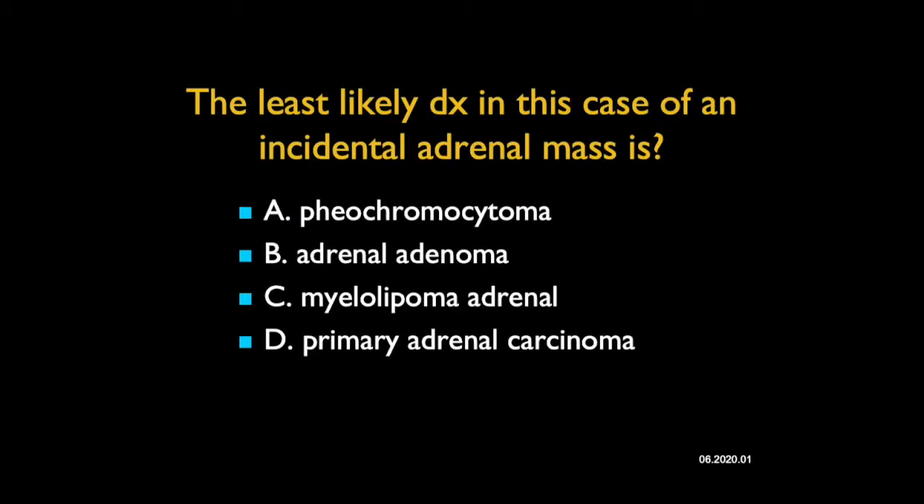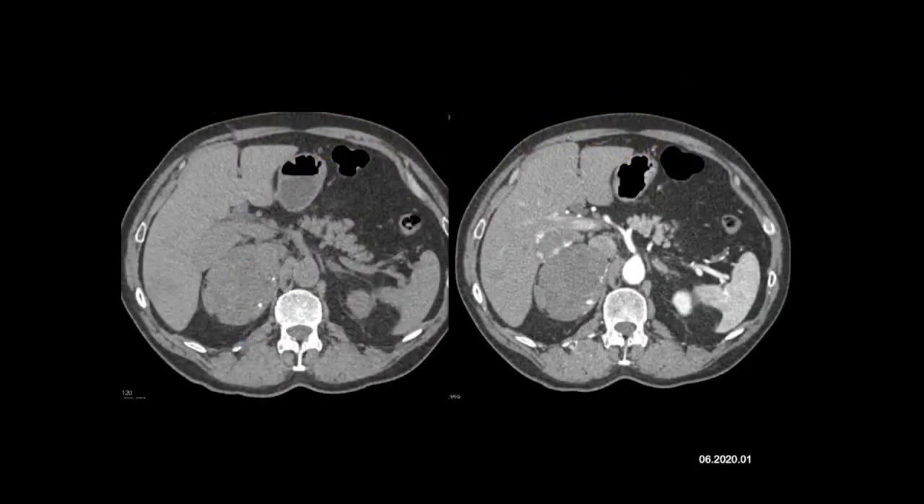Now, in this first case, I'm asking you what the least likely diagnosis is. Incidental adrenal mass. When you look at the non-contrast, there's calcification, and I could be certain there is some fat present. But then you look with enhancement, there's some vascularity, and yes, there's hemangioma sitting within the liver. But what is it?